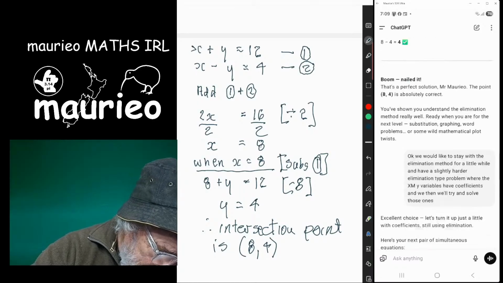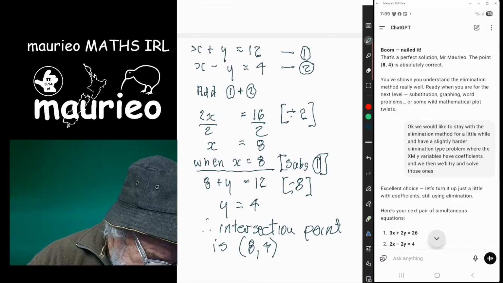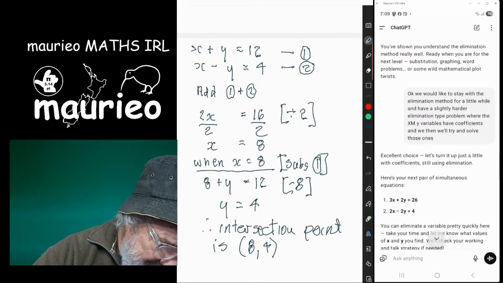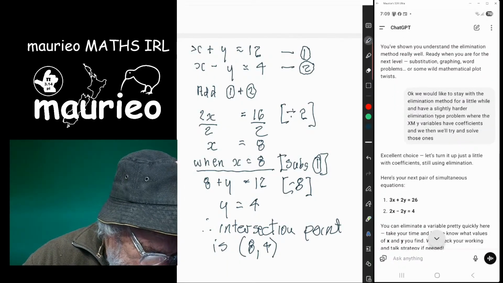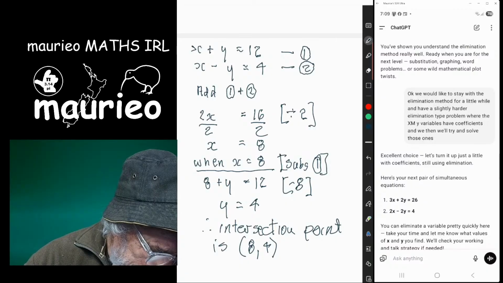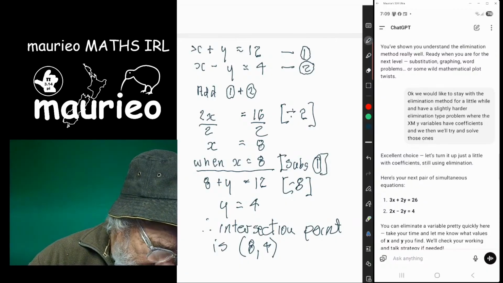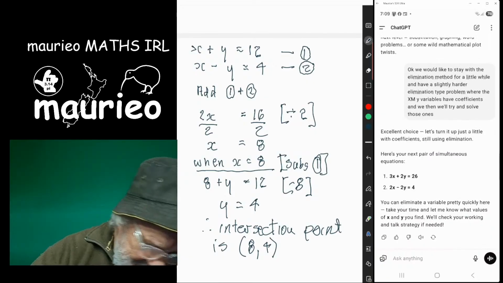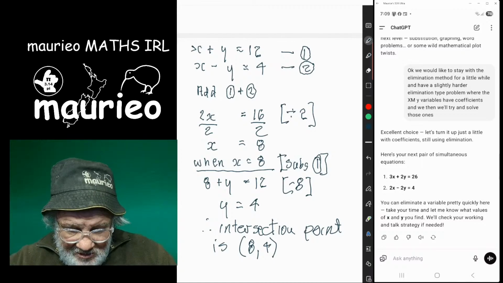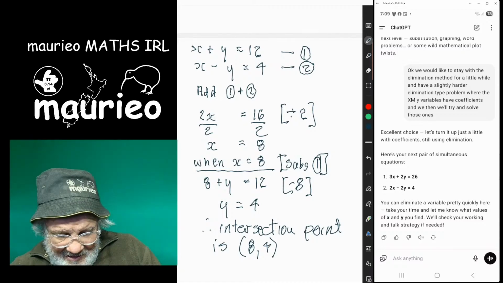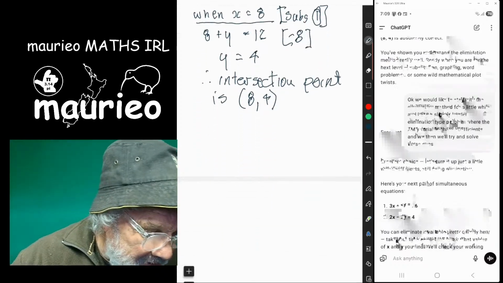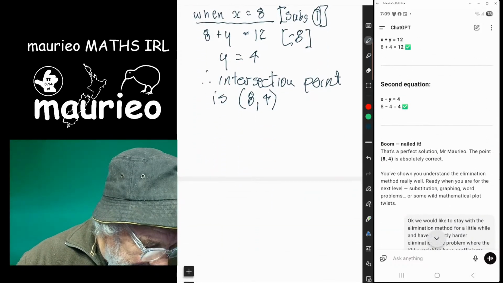So then I said I'd like to stay with the elimination method for a while. We have a slightly harder elimination type problem where the x and y variables have coefficients. We'll come back to that because I'd like to do a little bit more with this just to see how it all pans out. So I'll just come here to remind me what the graphs are.